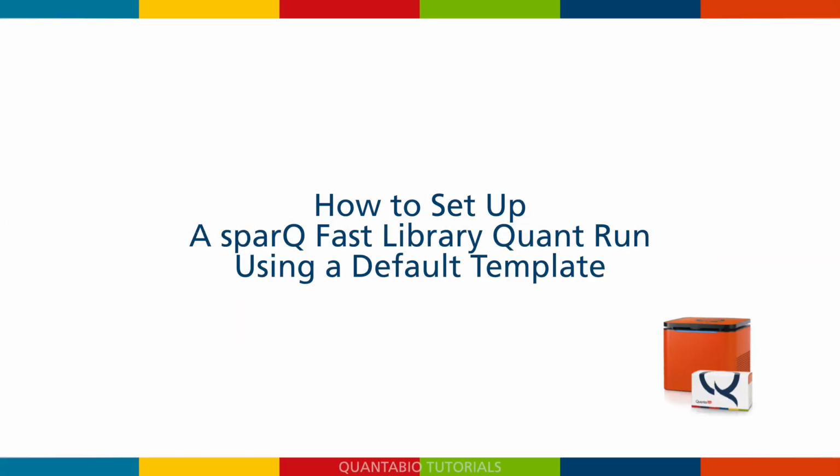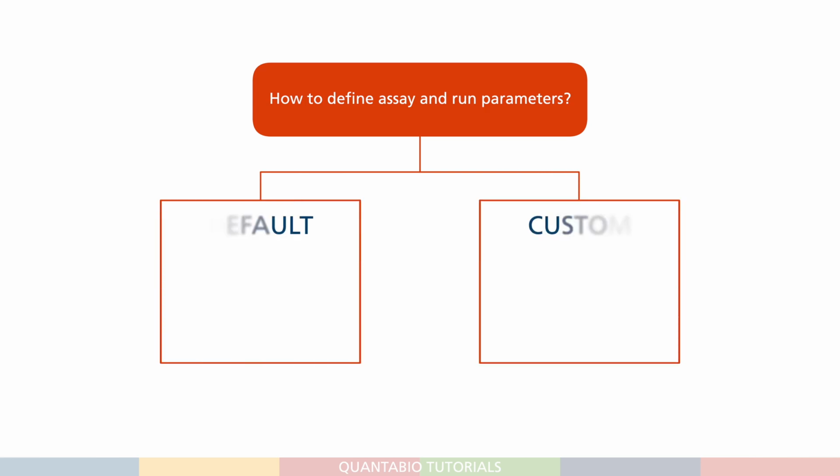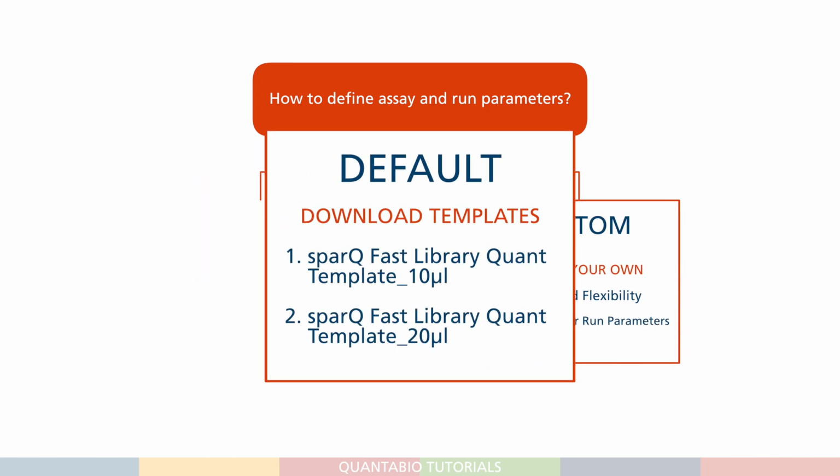This video tutorial will show how to set up a Spark Fast Library Quant run using a template provided by QuantaBio. QuantaBio offers two template files that load information about the cycling conditions, analysis parameters, and positions of the Spark DNA standards into the Q software. These templates should be utilized by most customers.